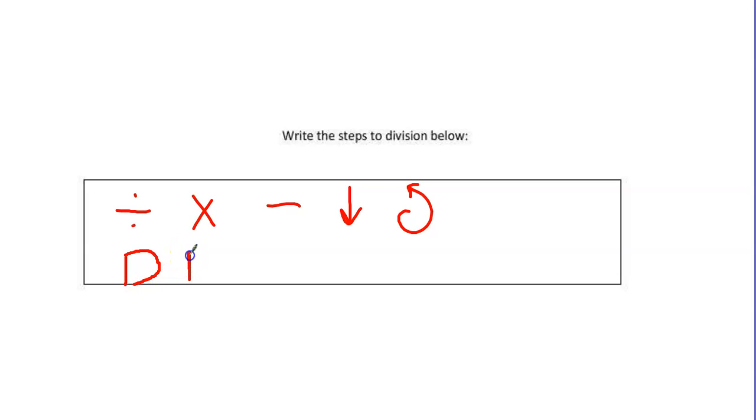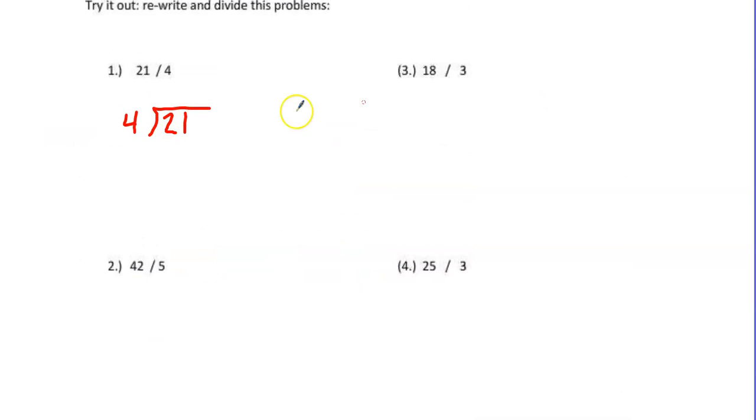Divide, multiply, subtract, bring down, and repeat or remainder. That looks like this. First, to divide, I'm dividing this 21 by 4. In order to do that, I have to skip count by 4 until I get close to 21. I told the students to create a quotient tally box over here.